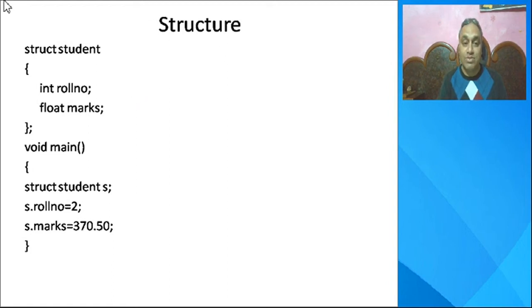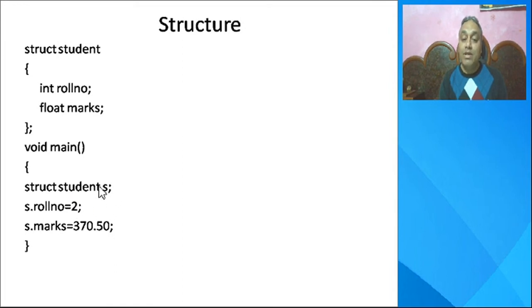As is clear from the screen, we have created a structure, namely student. We have taken two members in the structure. These are called structure members. First is int roll number, second is float marks. And in the main function, we have created a variable s, and this struct student behaves as a new data type. Just like there are basic data types int, char, float, now struct student is also a data type. It is called a user defined data type, and s is a variable of this data type.